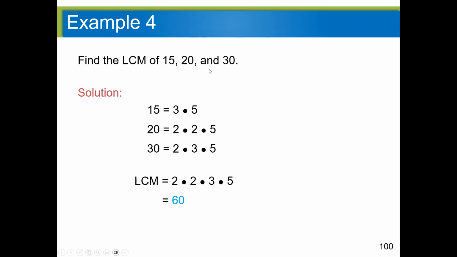So least common multiple of 15, 20, and 30. Well, 15 is not a multiple of 30, right? But 20 is not a multiple of 30, and 15 is not a multiple of 20. So the number is bigger than those three. 40 is a multiple of 20, but 40 is not a multiple of 15 or 30, right?